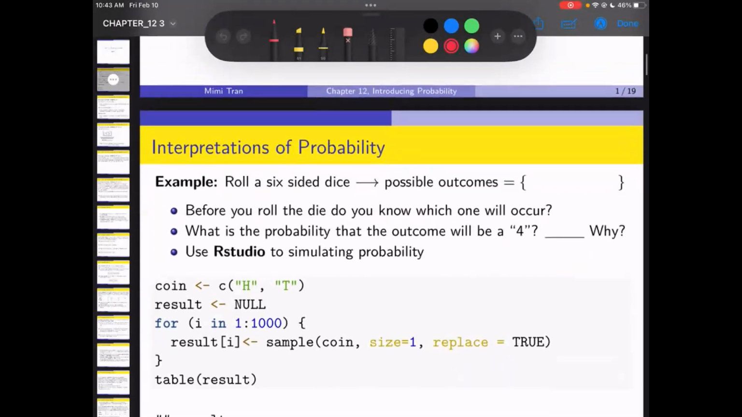All right. Say, if I roll a 6-sided dice, what are the possible outcomes I can get? The dice is 6-sided. 1, 2, 3, 4, 5, 6. So what are the possible outcomes I can get? 1 to 6, right? Before you roll the dice, do you know which one will occur? No, right? No.